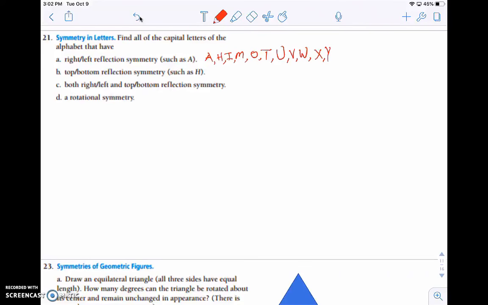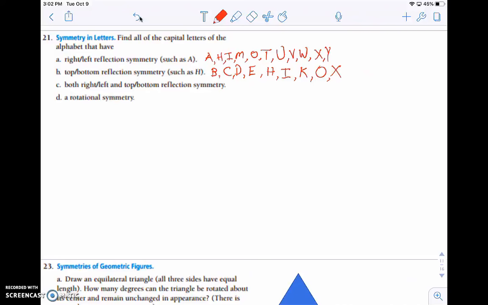Now top to bottom, not quite as many. A definitely does not have it, but B's got it. C also does. D, E, F unfortunately has something different on the bottom, so it doesn't go the same, but H works, I works, and then we have to go to K, and then to O, and then X. Those are the only ones that have top to bottom symmetry. That's if you were to draw a line cutting through this way and reflect across that.